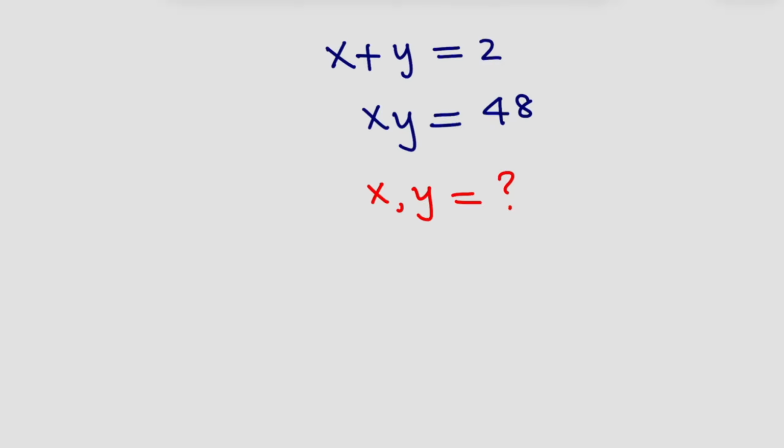Hello, let us solve for x and y in this simultaneous equation. x plus y is equal to 2. We'll call this equation 1. And xy is equal to 48. We'll call this equation 2. Our solution.